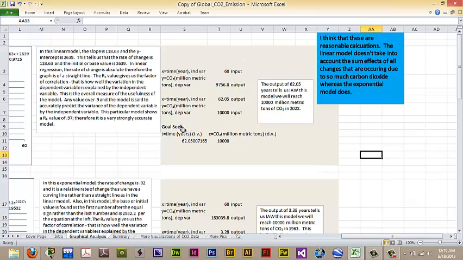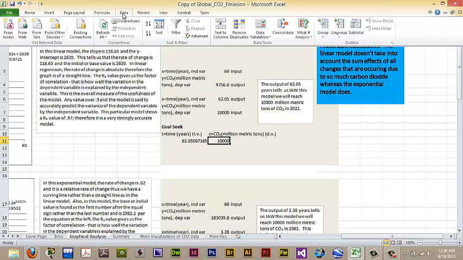Using Goal Seek, you put your labels here. Okay, you have your independent variable and your dependent variable. Now you come here and you put your formula, and since we're looking for the independent variable, you put your formula where the dependent variable is, the amount you want to know. So I want to know when we're going to have 10,000 million metric tons of CO2 in the atmosphere. So I put my formula here as my dependent variable.